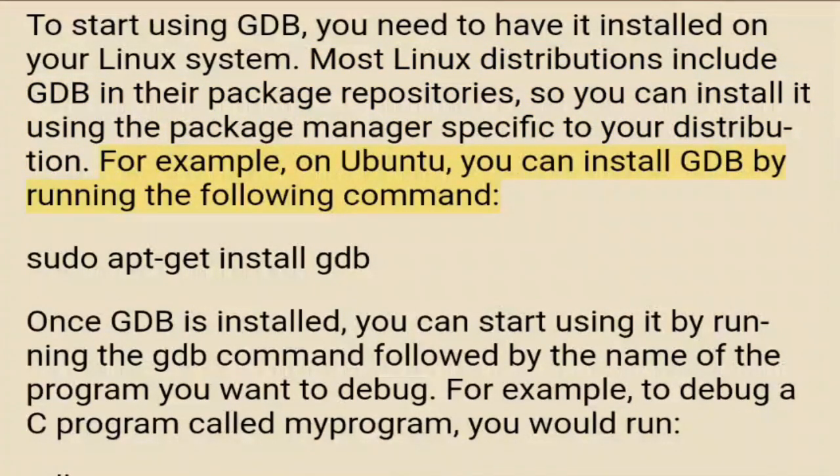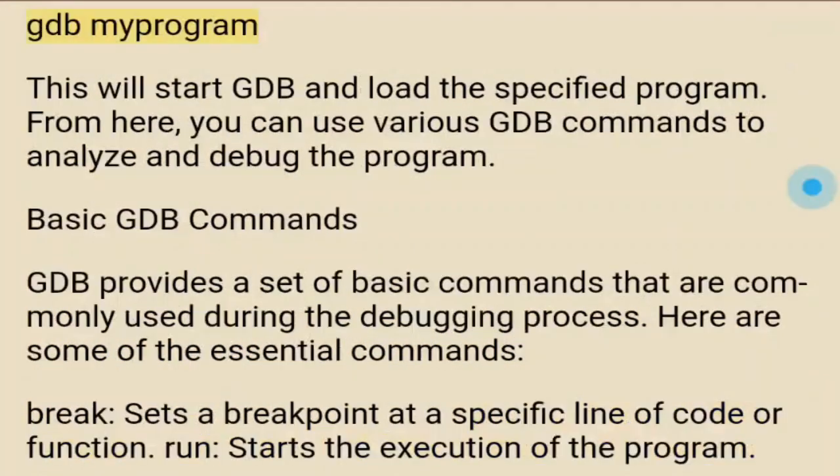For example, on Ubuntu, you can install GDB by running the following command: sudo apt-get install gdb. Once GDB is installed, you can start using it by running the gdb command followed by the name of the program you want to debug. For example, to debug a C program called myprogram, you would run gdb myprogram. This will start GDB and load the specified program. From here, you can use various GDB commands to analyze and debug the program.